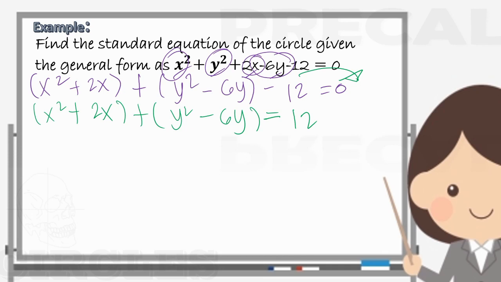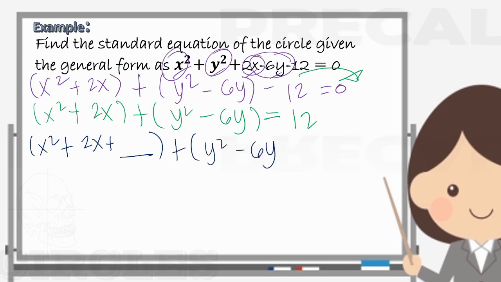So, dito na natin ipapasok yung completing the square method. Sa completing the square method, hahanapin natin yung third term ng x and y group. So, x squared plus 2x plus yung third term, hanapin natin yan, plus y squared minus 6y plus yung third term is equal to 12. And then, kung ano in-add natin dito at dito, ay i-add din natin dito sa kabilang side.